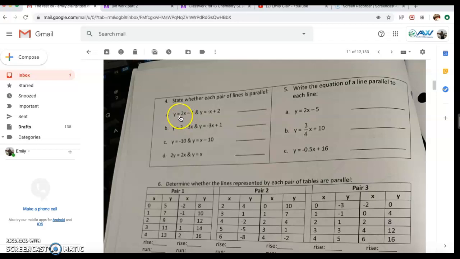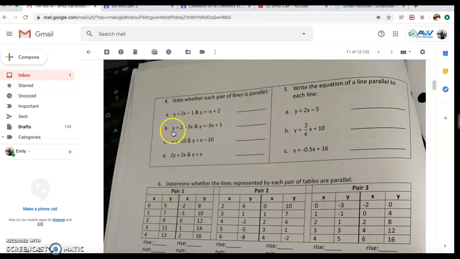So if I look at the example here, A, the slope of this line would be 2. And the slope of this line would be negative 1. Those are not the same slope. So this pair of lines is not parallel. So you could just write no here. I'll talk about B as well.